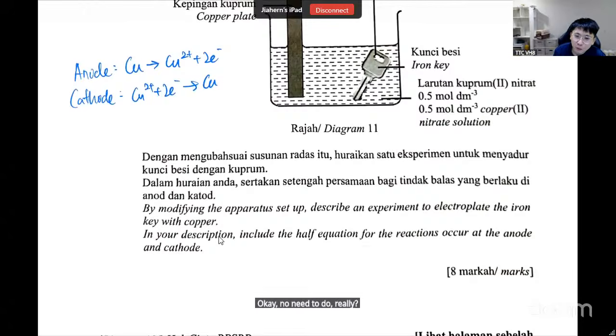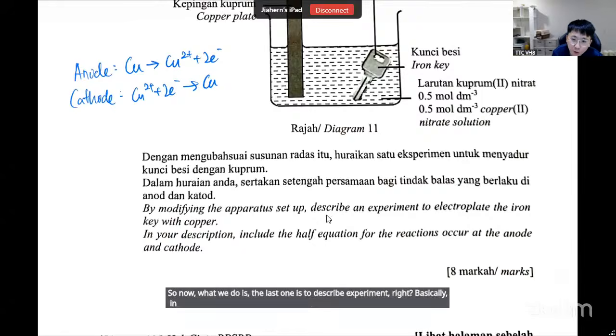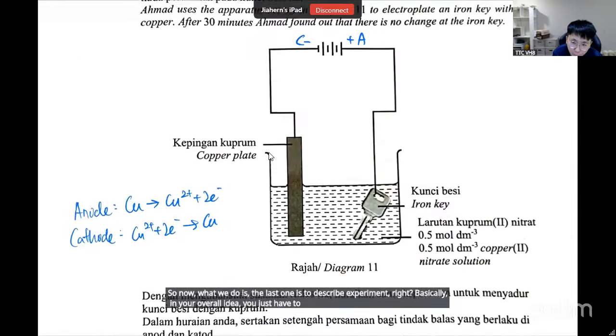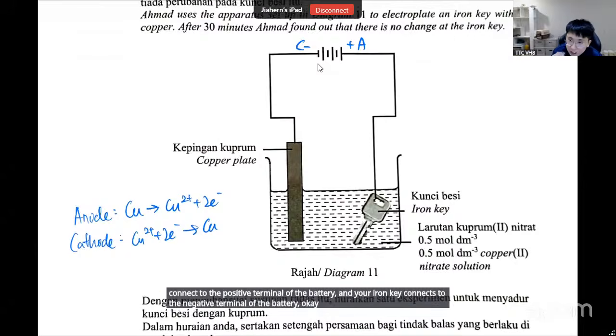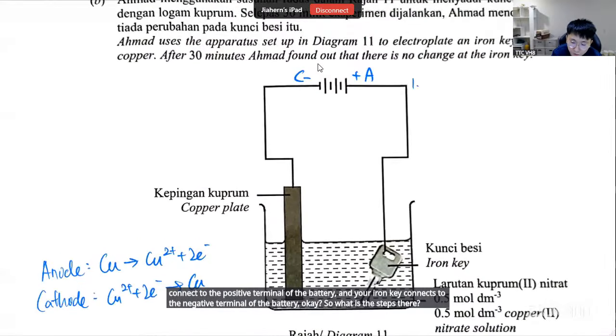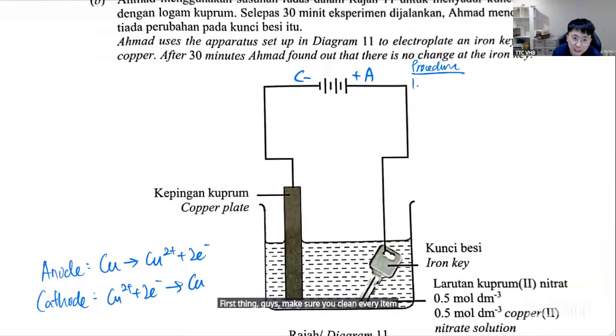So now what we do, the last one is to describe the experiment, right? Basically, in your overall idea, you just have to make sure your copper plate connects to the positive terminal of the battery and your iron key connects to the negative terminal of the battery. So what are the steps there? Let me just give you a brief one. So the procedure. First thing, guys, make sure you clean every item. You clean all the stuff. So what about half equation of iron?